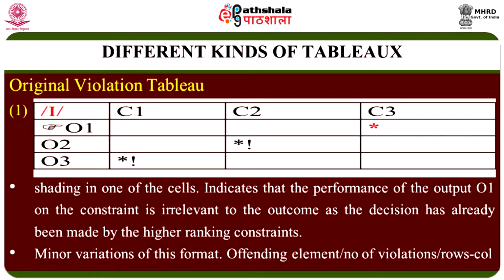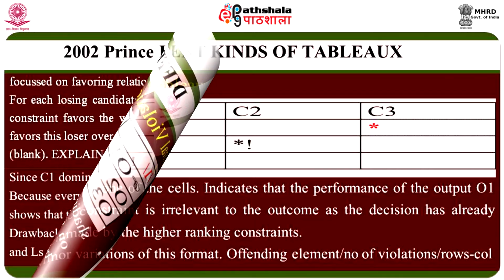Amongst the different kinds of tables, the first is the original violation table. As you can see in one of the columns, C3, row 1, is shaded. This shaded cell indicates that the performance of the output O1 on the constraint is irrelevant to the outcome, as the decision has already been made by the higher ranking constraints C1 and C2.